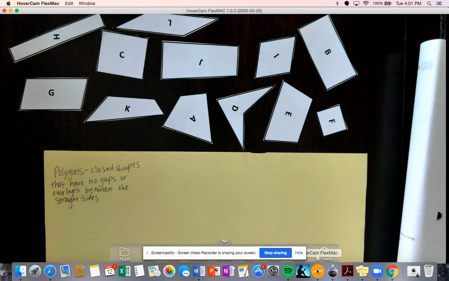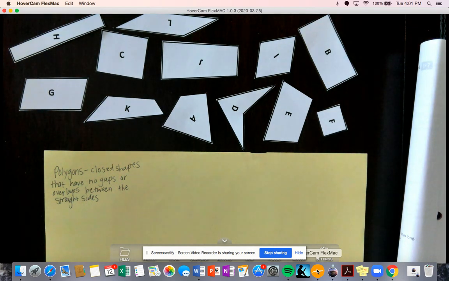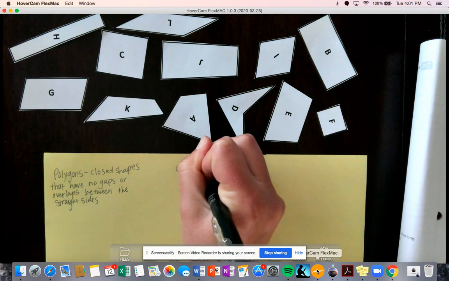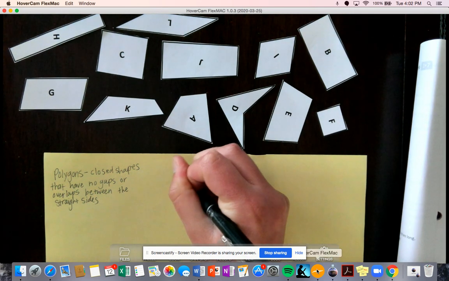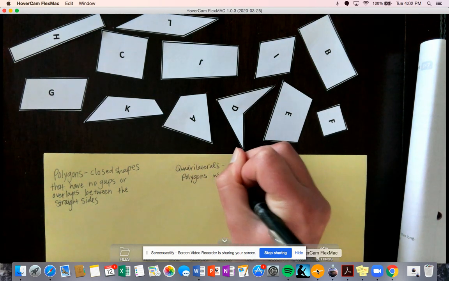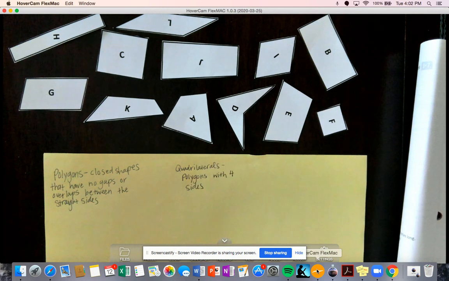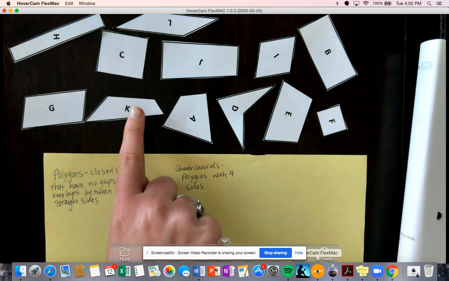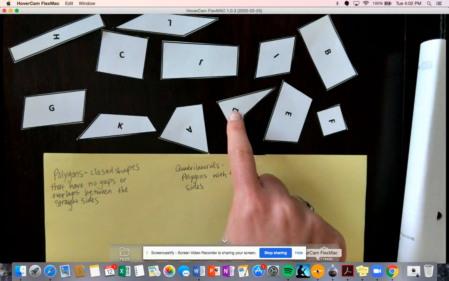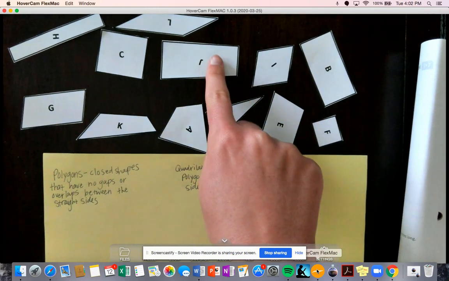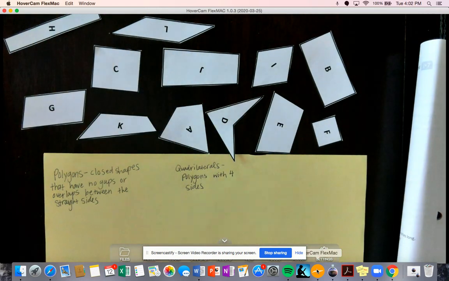So the first thing we're going to look at is quadrilaterals. Quadrilaterals are polygons with four sides. So we're going to look at all the ones that have four sides. So yes, yes, yes, yes. Look at that. They all have four sides.